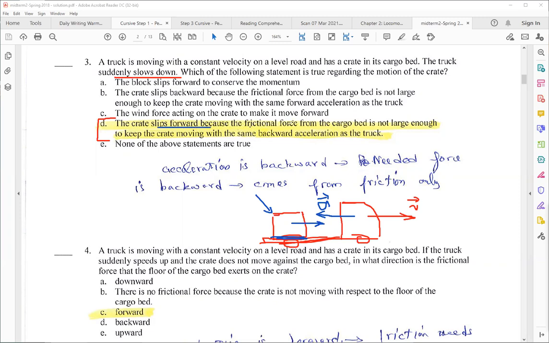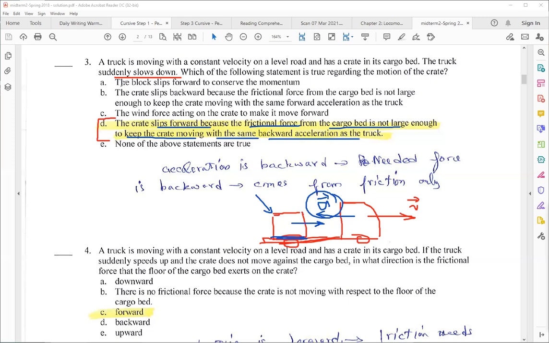Because the frictional force from the cargo bed is not large enough to keep the cargo from moving, it has the same backward acceleration as the truck. So we know the acceleration is backward because the truck is slowing down. And in this case, if there's no friction, the crate will move forward.